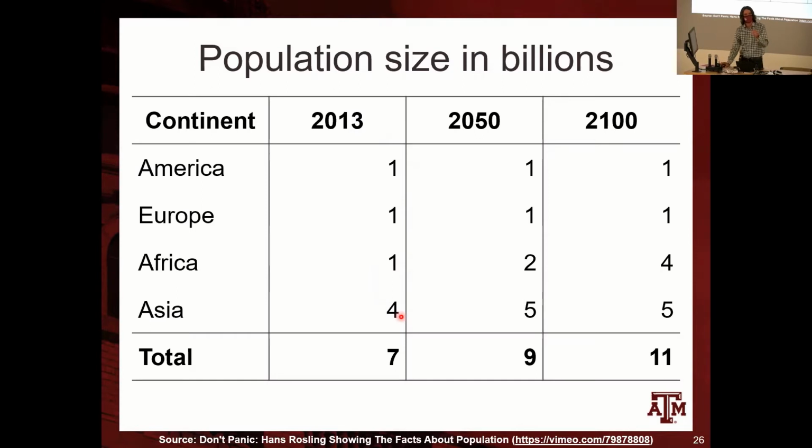By 2050, we expect no increase in the size of the population in the American continent and the European continent, but the population in Africa will double from 1 to 2 billion. And we will also add another billion to the population in Asia, from 4 to 5. And then up to 2100, America, Europe, and Asia tend to be stable, but again, Africa will double in size from 2 to 4 billion.